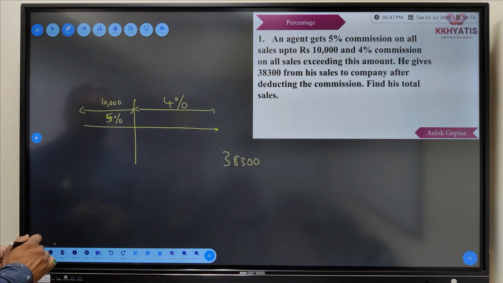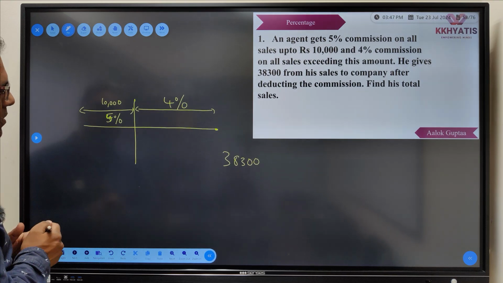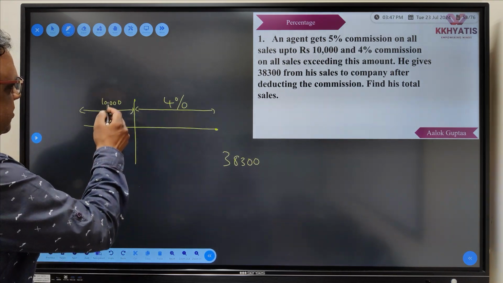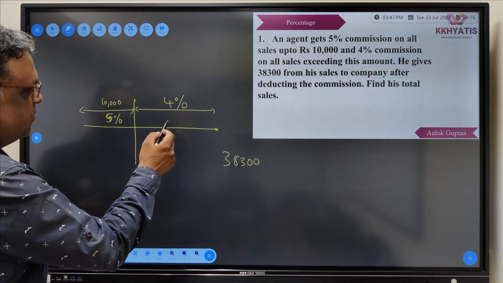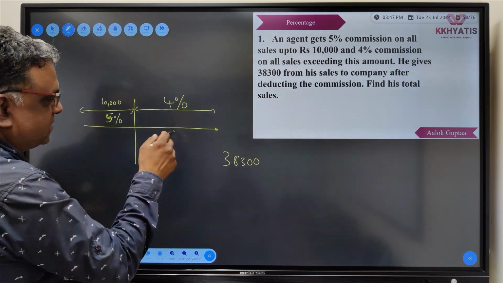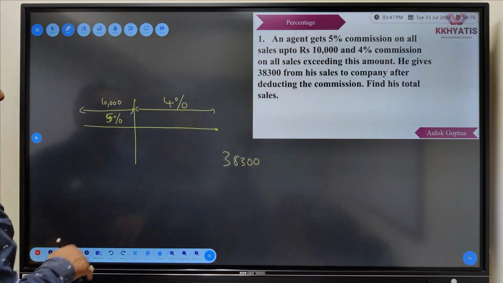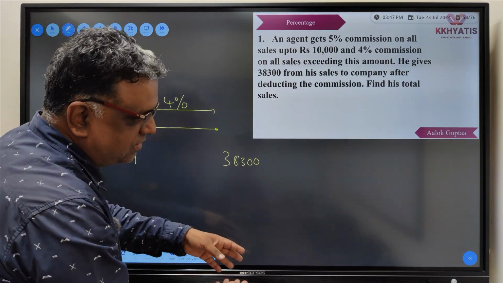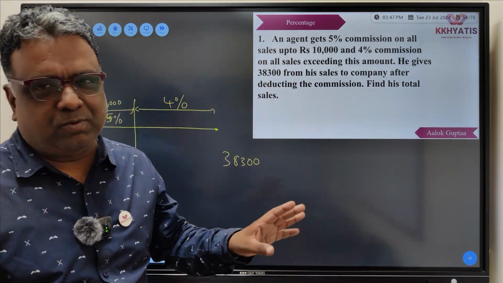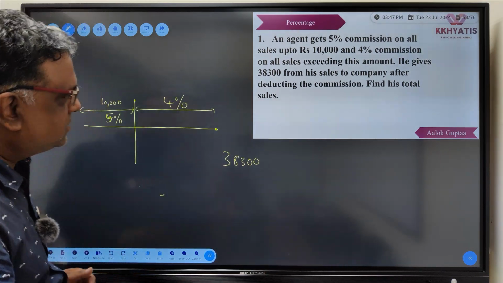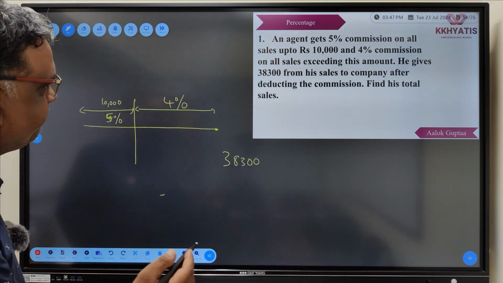So here there is one important thing: either I can take 5% of 10,000, then I can assume the rest as X, then I can take 4% of X, then I will add both these commissions, find out the commission, then add this commission into this, and then I can find it. So we don't want to do that long method. Let us try to understand and do it more innovatively.